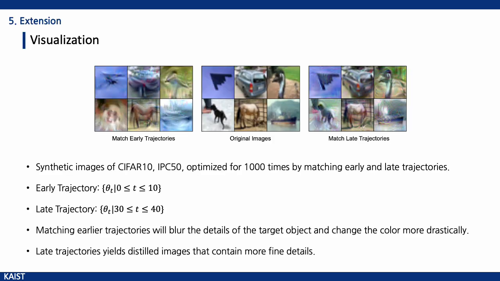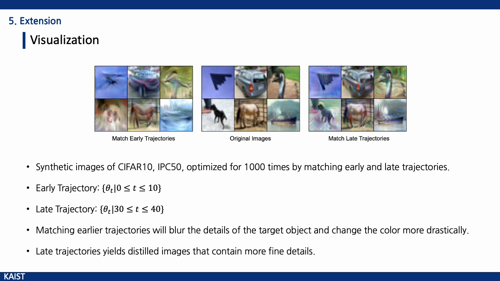Next, let's explore some extensions of the ATM. Let's now look at the visualization of synthetic images from the CIFAR-10 dataset with IPC50 optimized over 1,000 iterations by matching early and late trajectories. In this experiment, the early trajectory corresponds to t from 0 to 10, while the late trajectory corresponds to t from 30 to 40. The results reveal distinct differences between the two matching approaches.